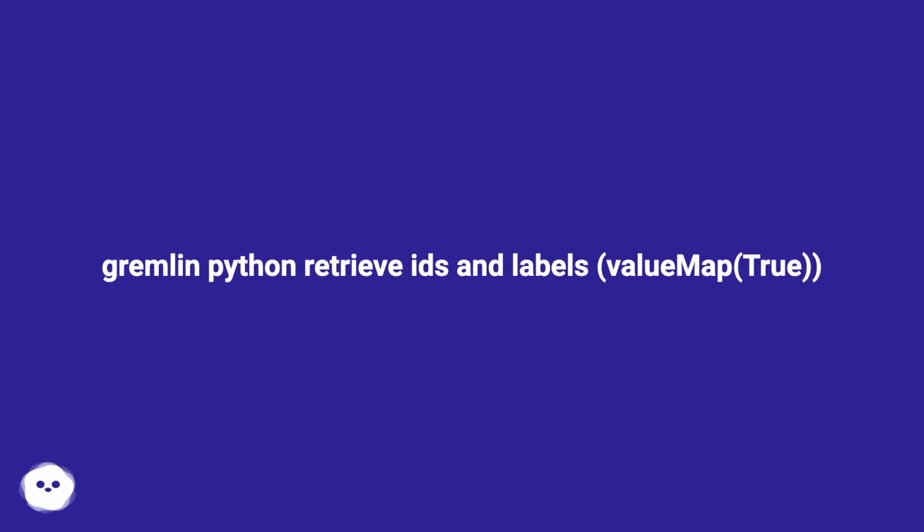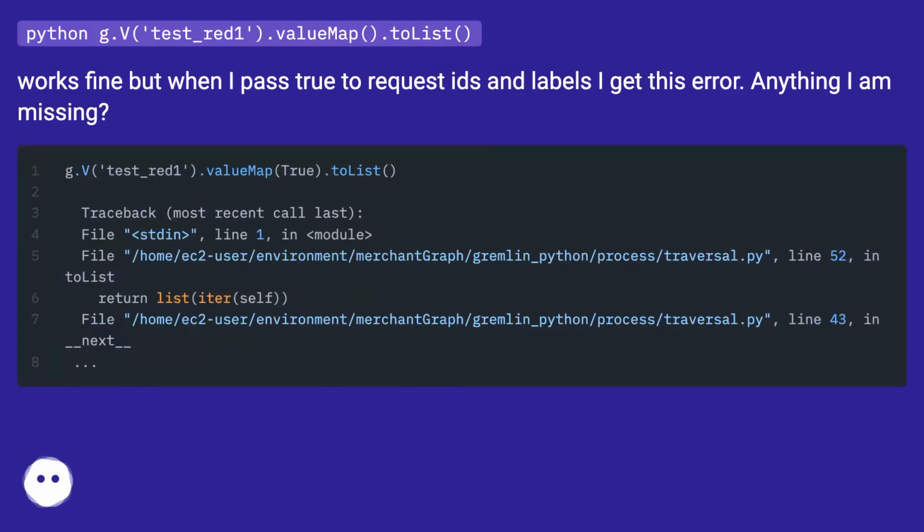Gremlin Python retrieve ids and labels, valueMap true. Python g.v test_reg1.valueMap.toList. Works fine, but when I pass true to request ids and labels I get this error. Anything I am missing?